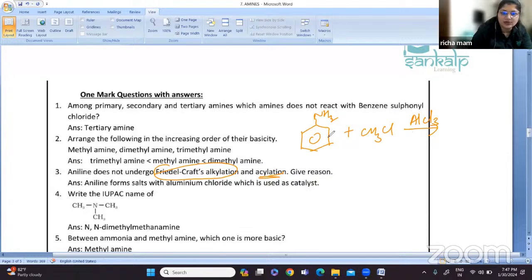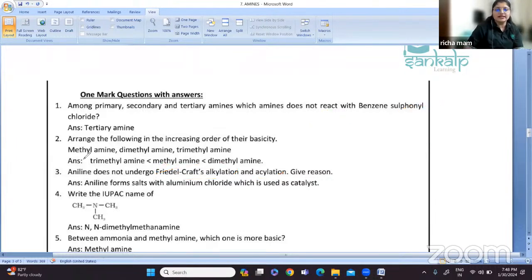So when we are doing alkylation, the aniline will form a salt with this aluminium chloride, which we are using as a catalyst. It will not give you a substituted alkyl benzene product. You will get a salt of that. So because of that, it will not undergo Friedel-Crafts alkylation and acylation.